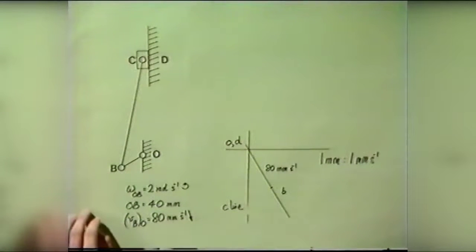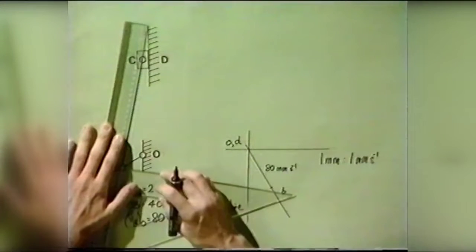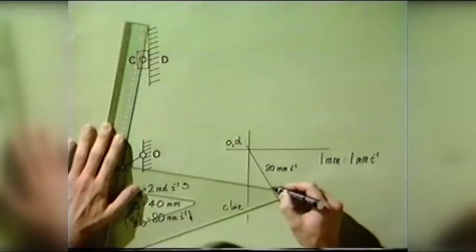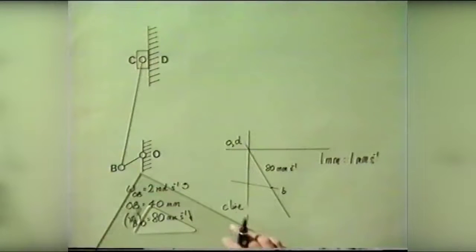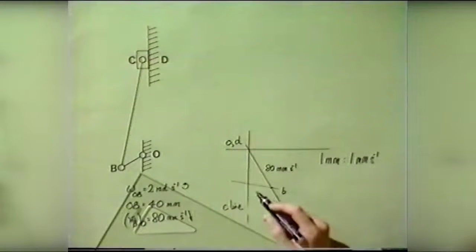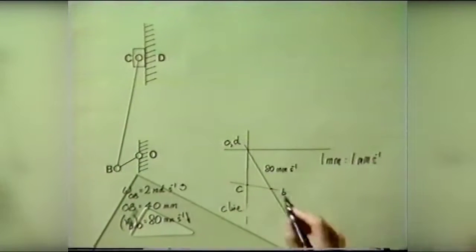Well, they're both on a rigid link, so velocity of C relative to B must be perpendicular to the link BC. So I'll set my ruler along BC and use the square to get the perpendicular. If I draw a line through little b, then C must lie on it. Well, now C lies on both of these two lines, and therefore, of course, that must be C there.